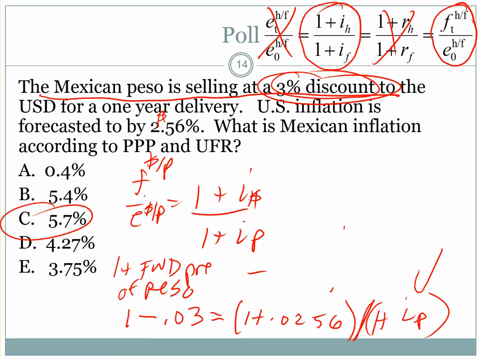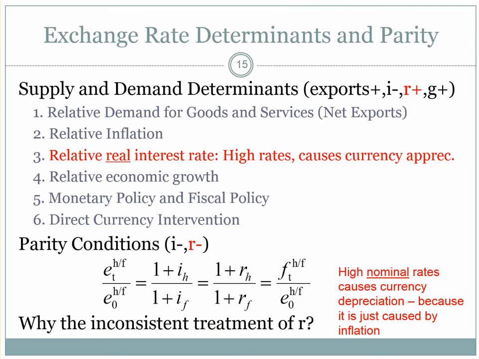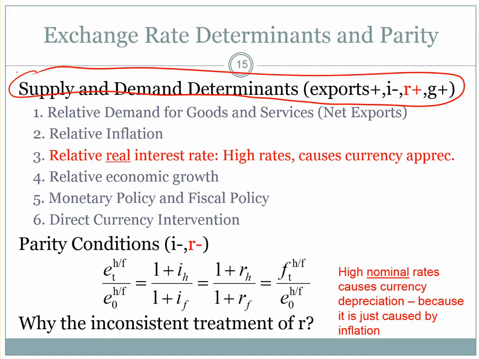Now I want to finish this by bringing back some older material. When I talked about the supply and demand determinants of exchange rates, I said if a country is a net exporter, that means there's excess demand for the products. Therefore, exports will lead to an appreciation. That's a plus sign there. I said if a country has higher inflation, there's less demand for the product because it buys less and less goods. So that's a negative sign. Inflation tends to devalue a currency.